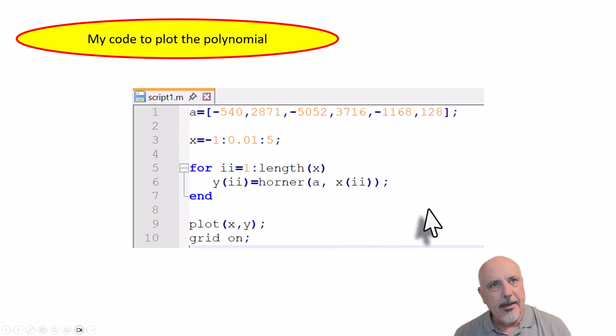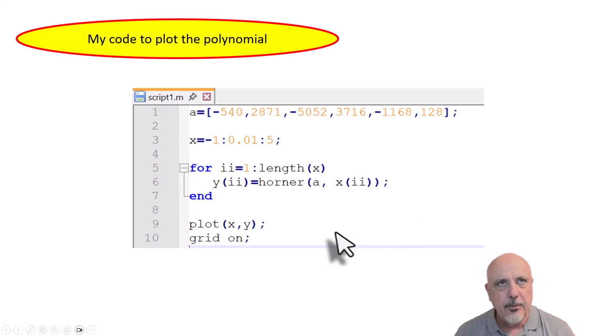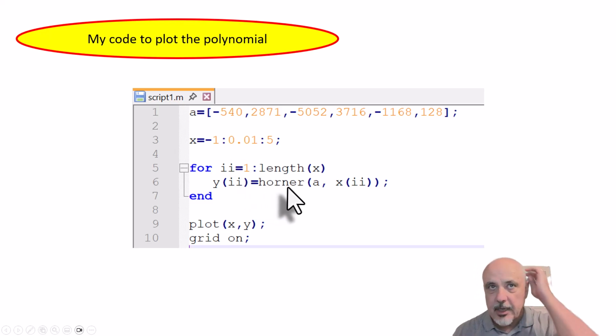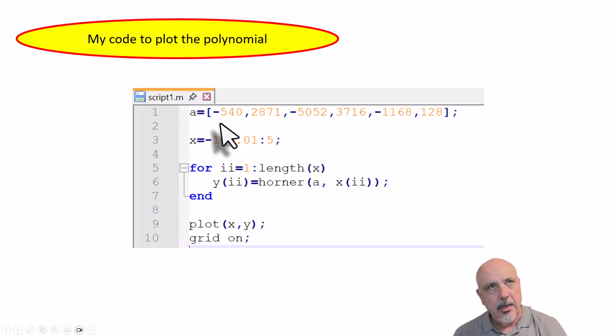So I'm going to plot it first of all, and here's my code for plotting it. I've got my coefficients in ascending order, and I'm going to plot with x starting at -1 and going all the way to 5 in 0.01 increments. And I'm going to call my Horner function, and I'm going to give the Horner function my ascending coefficients, and I'm going to give it the current x, and it's going to grab the y, and then it's going to plot it.